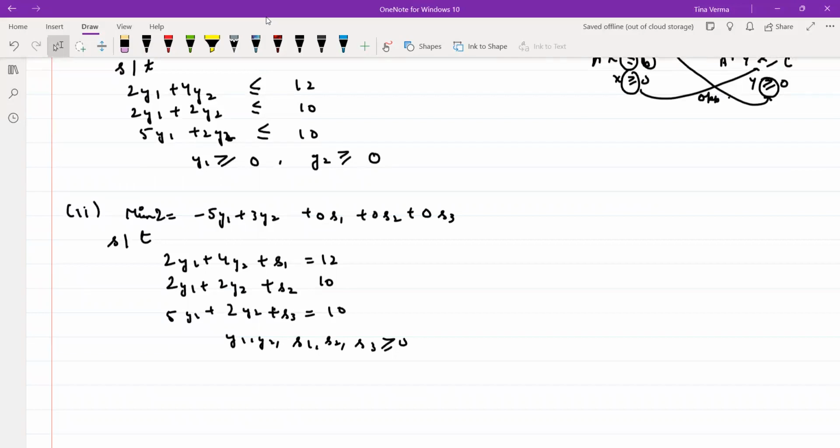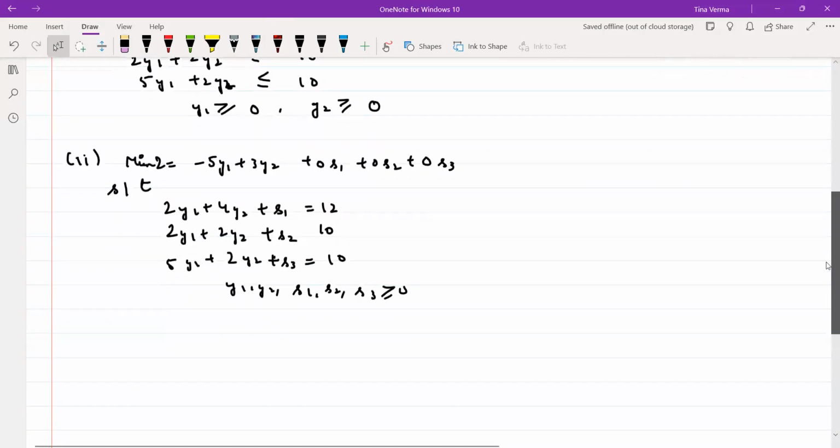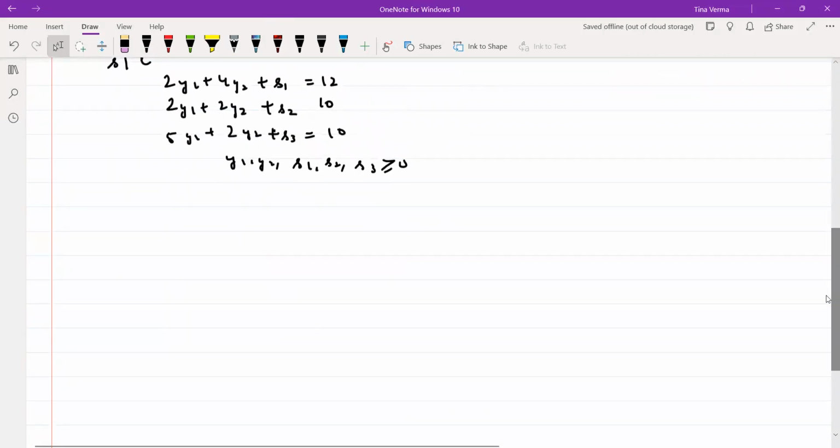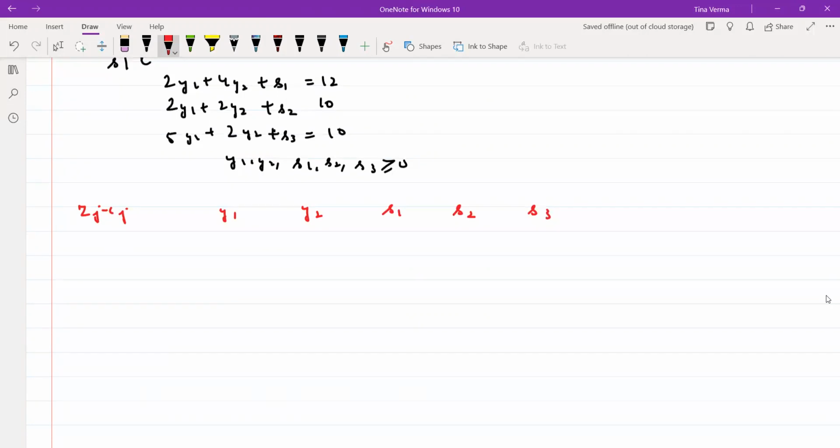So the optimal table which was coming for this solution, here you have to write your Zj minus Cj. You have variables y1, y2, S1, S2, S3. Then you have xb, or you can say solution. Here you write the Zj minus Cj values. And if you construct the table, it will be like this.